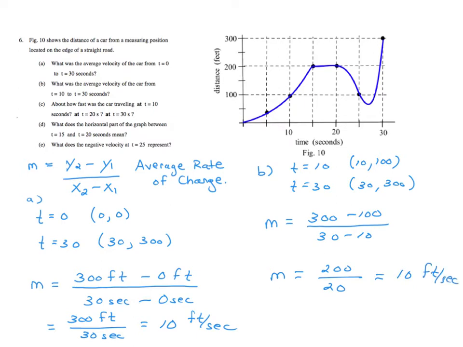It's actually the same thing as part A. The average rate of change from 0 to 30 seconds was 10 feet per second, and the average rate of change from 10 to 30 seconds was also 10 feet per second. That makes sense. If you draw a line that goes between this point and this point, the slope of that line is actually equal to what you get if you draw a line going between this point and this point. So visually, it makes sense as well.